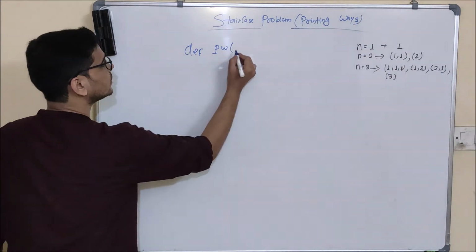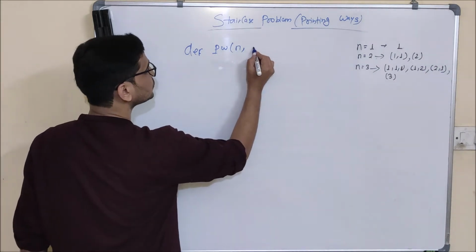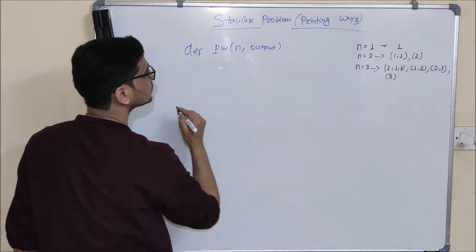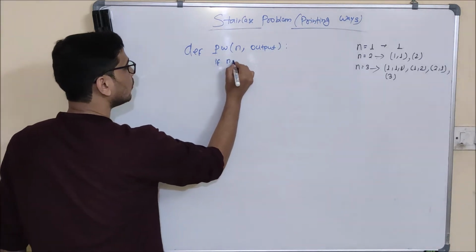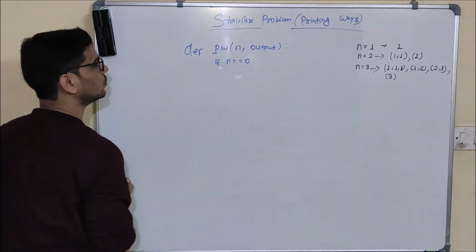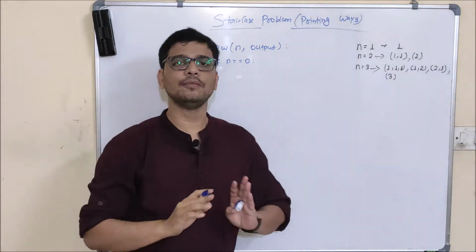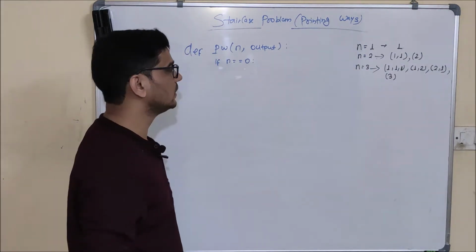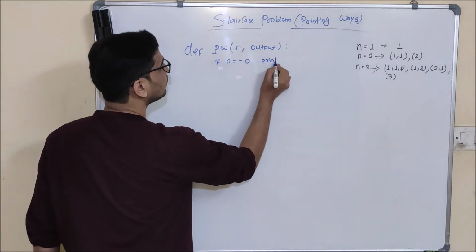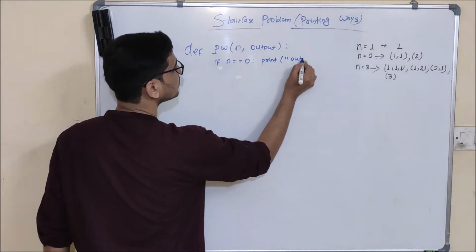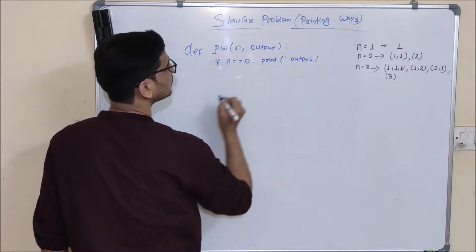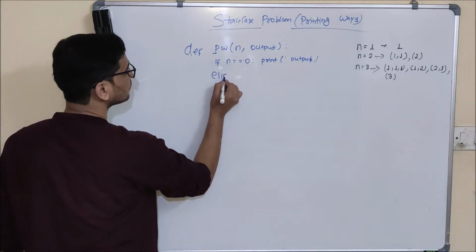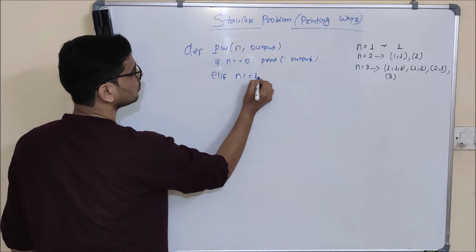Let's write this function pw. It takes two parameters: n, the number of steps, and output, the empty string which we will pass. First of all, what happens if n is equal to 0? It means I have no stairs to climb, so I have reached the top. In this case I will print output.